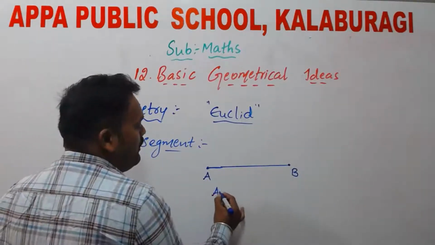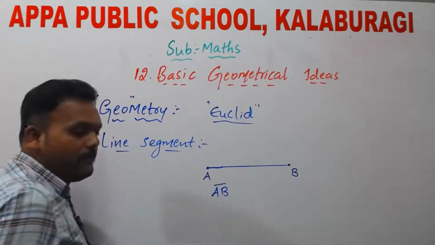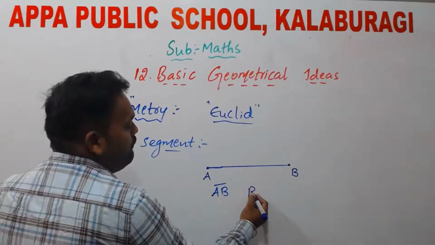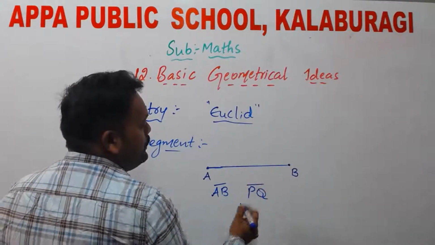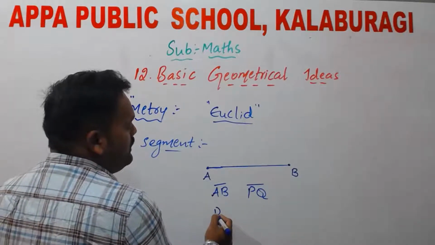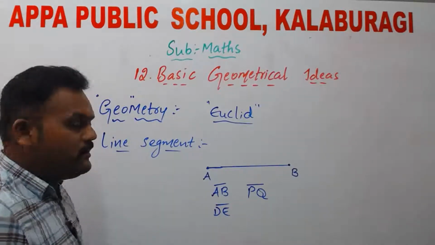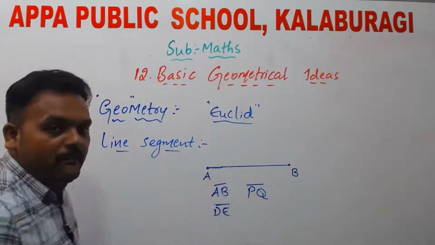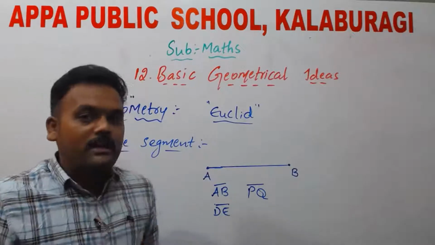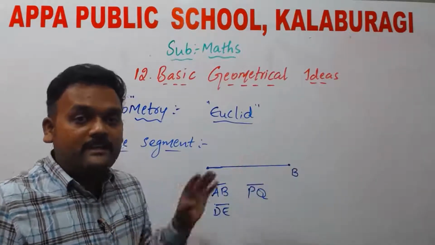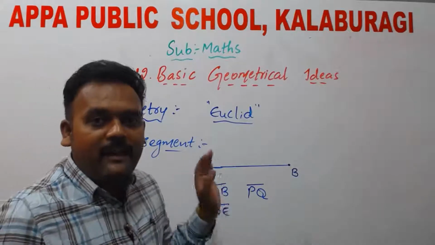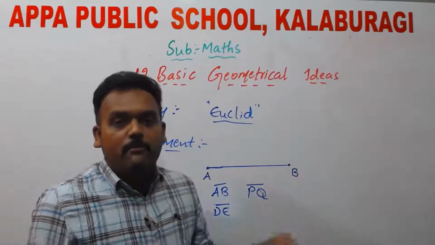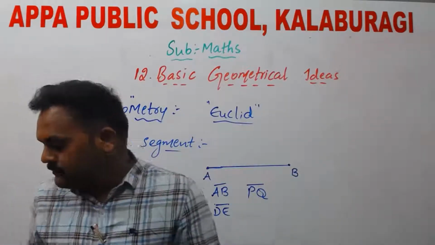See, we generally represent it as AB bar. For example, PQ means PQ bar. If we give the name DE, it means DE bar. Like this, it has a beginning and an end, so we call it a line segment. That means a line segment has two end points, beginning and end. What is a line segment? A line segment is a straight line. It has two end points, the beginning and end point.